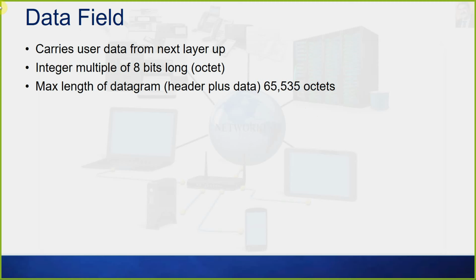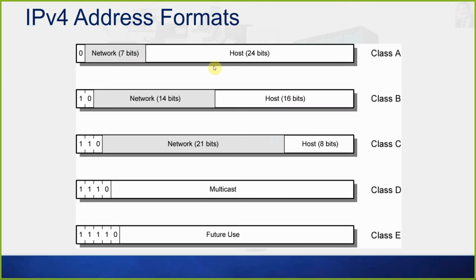The data field carries user data from the next layer up. It is in integer multiples of 8 bits, that is an octet. The maximum length of a datagram, that is header plus data, is 65,535 octets. IPv4 address formats: network 7 bits and host 24 bits. We call it a class A address. In class B, network uses 14 bits and host uses 16 bits. In class C, 21 and 8. Class D is multicast, and class E is for future use, which is not used. This is the IPv4 address format.